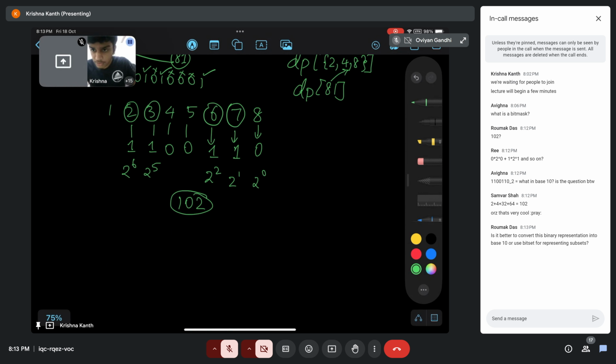Somebody's asking, is it better to convert this binary representation into base 10 or use bitset for reference updates? At least in the problems that I've seen involving Bitmask DP, they use base 10 because that's what you store in a DP array, like dp of n. So it would be more convenient to store the subset that way. There are cases where you use bitset, but I don't think it is to store subsets. Bitsets are generally used for speeding up solutions, like to fit inefficient solutions.